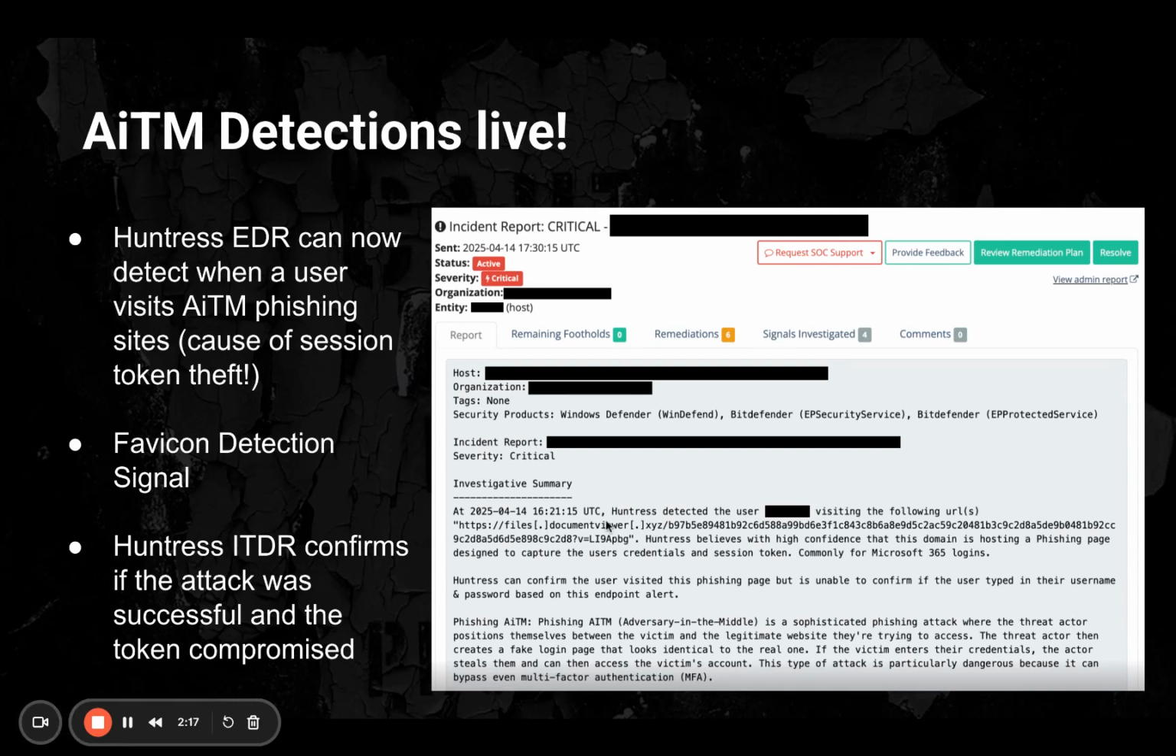So within here, you can see the incident reports. Okay, there was a critical severity. All right, the investigation summary: at such and such time, Huntress detected that user X visited the following URLs, and Huntress believes with high confidence that this domain is hosting a phishing page designed to capture the user's credentials and session token, commonly with Microsoft 365 pages and logins. This is why it's important that we also rely on the benefits of things like Huntress ITDR to see if that attack actually occurs. That's going to be invaluable for our partners to take advantage of.